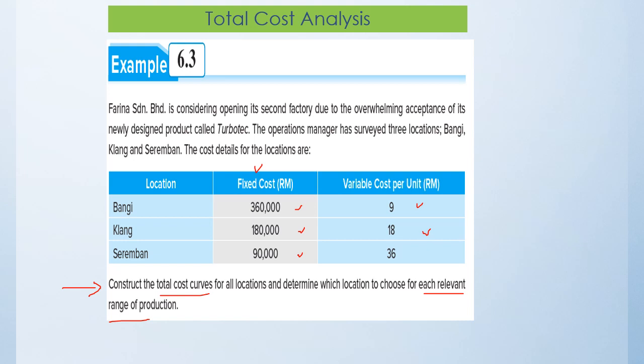So the question normally asks you to construct a total cost curve. Total cost curve refers to the total cost analysis, where you are required to construct or draw a graph. Curve is actually graph. Graph of what? Graph of total cost. And determine the best location for each relevant range. For total cost analysis, the best location depends on the range of production.